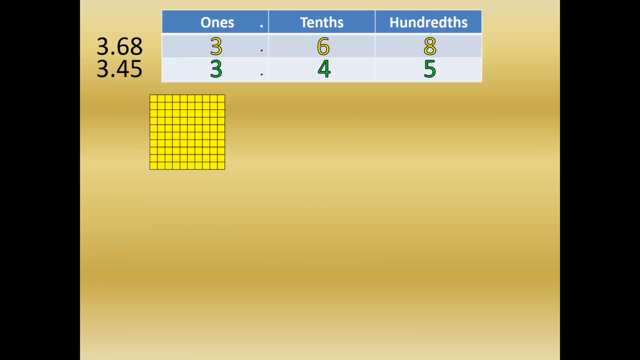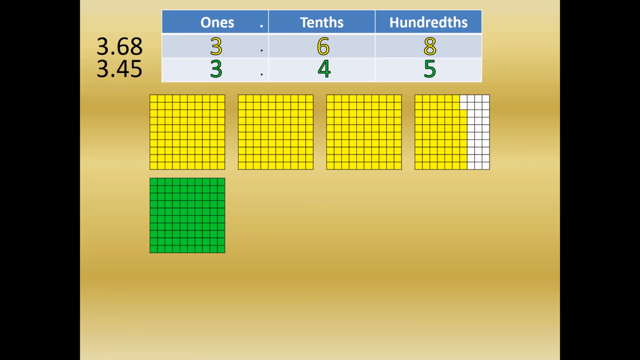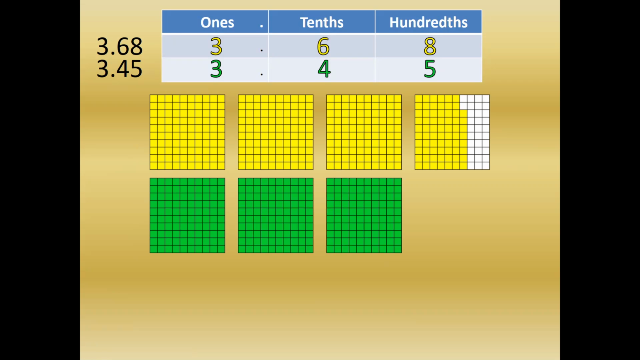Now let's put it into pictures. This is another way you could figure it out. So we have 3.68, so it's a yellow, so we have one whole there, a second whole, a third whole, because there's 3 full parts, and then we have another out of 100, and there's 68 boxes filled in yellow there. And now let's do our green 3.45. So we have one full, another whole, and a last whole. And then our last one has 45 boxes filled in out of 100.